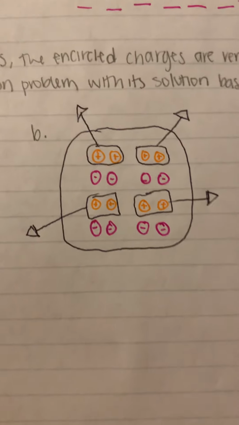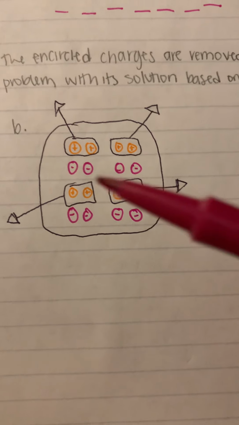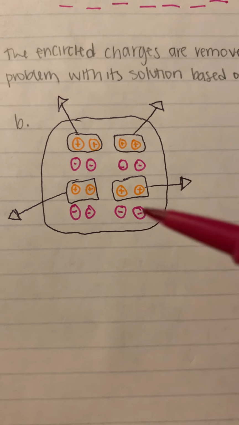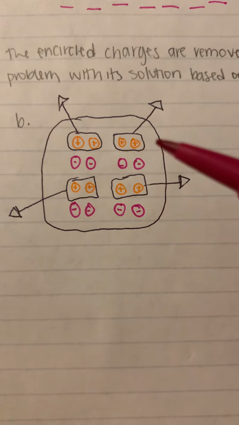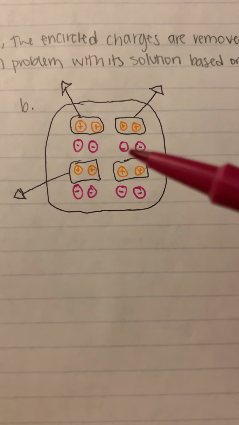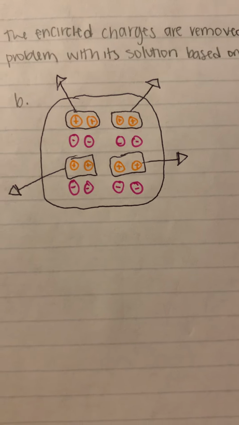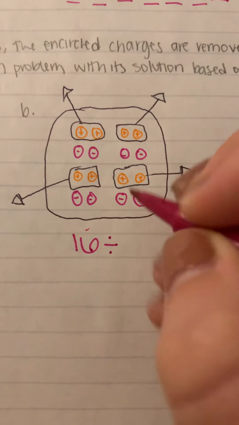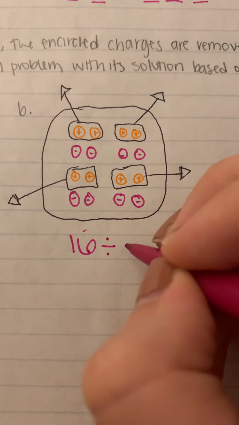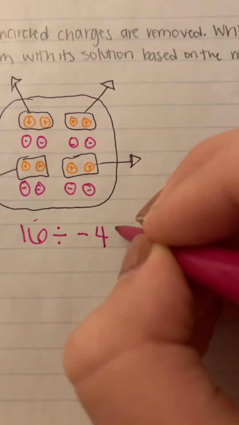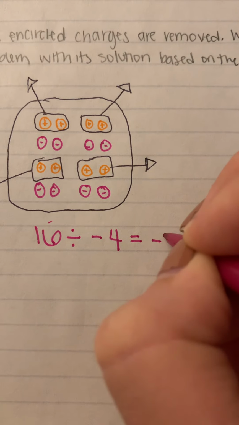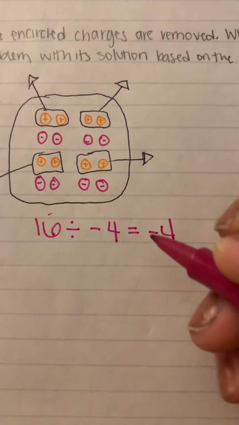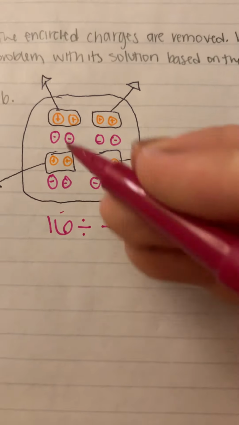Okay, so similar situation here. So we have 8 and 8, so 16 divided by, and then we took out the 4s, -4, and then this will equal -4. And we know this because negative times negative is positive, so that will give us this.